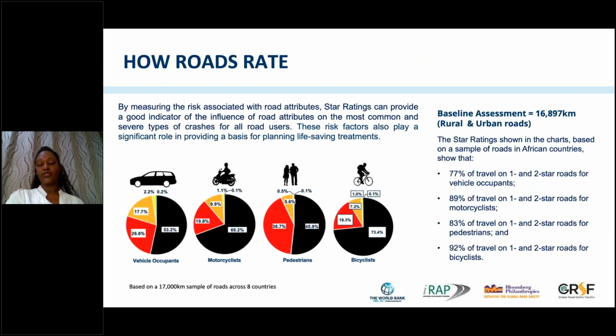We do know how these roads rate. We do collect data. Even countries actually collect data, but when we look at the African roads, at the data that we've collected so far, over 75% of these roads are rated 1 star and 2 stars. So these are high-risk roads. We need to work more.